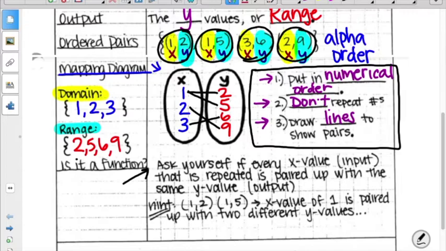Here's a hint. We have an ordered pair of 1, 2. So my 1 is paired up with a 2. And then we have an ordered pair of 1, 5. So my 1 is repeated, but this time it's paired up with a 5. So the x value of 1 is paired up with 2 different y values. When an x value is paired up with 2 different y values, it is not a function.